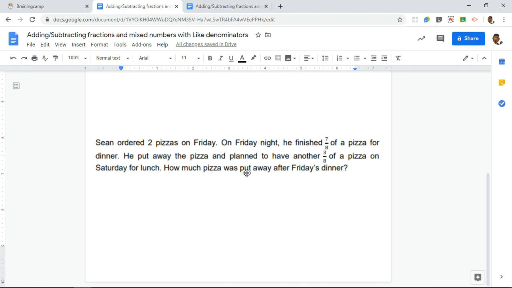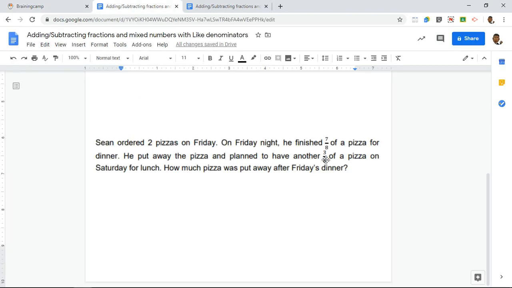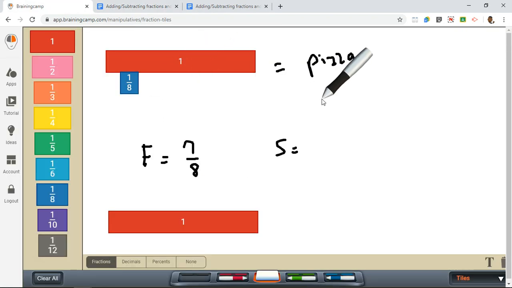Okay, cool. How much pizza was put away after Friday? So really, if you think about it, do we really need to figure out the Saturday portion? Not necessarily, because it says he planned to have another. So it didn't say that he actually did have it, but he was planning to have it after he put it away. How much pizza was put away after Friday's dinner? The answer, of course, is 1 1/8. That is how much pizza he put away. 1 1/8 pizza, and we see it there. Again, using manipulatives is a great tool.